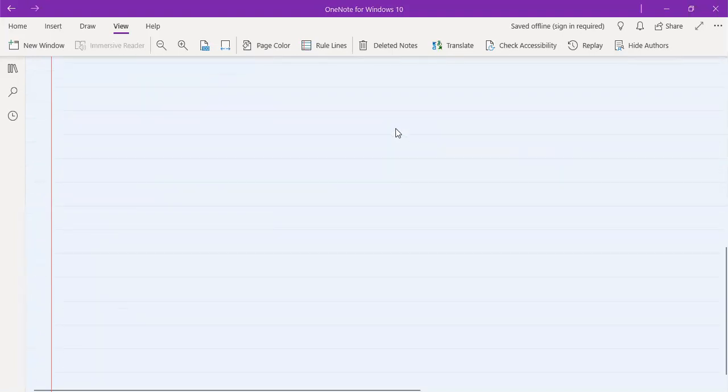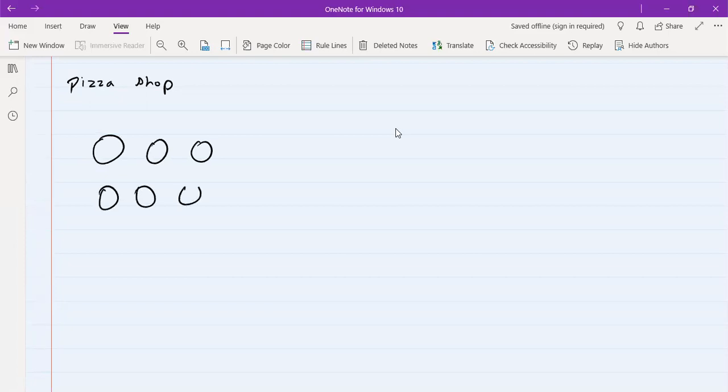Now, suppose someone goes to a pizza shop, not the Domino's one, the big one. Now in that pizza shop, we have pizzas. We have 8 types of pizza. So this is non-veg pizza, 8 types.